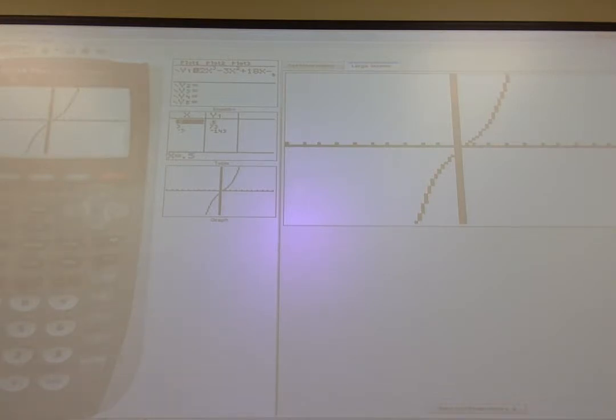What's interesting there is that there's not really a max or min here, is there? But it did change concavity. See, it's curved down over here, but then it starts to curve up. And that's what we need to know. All right.